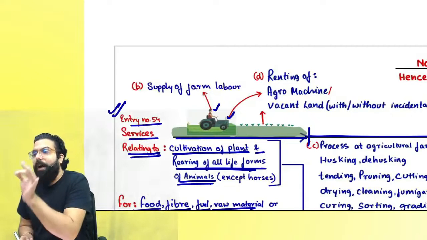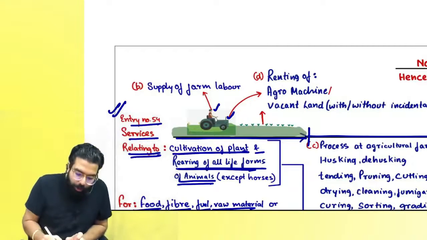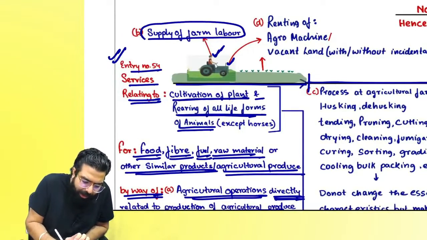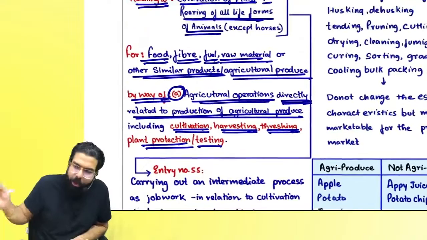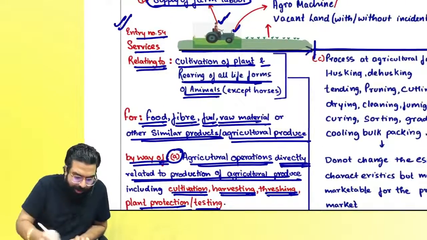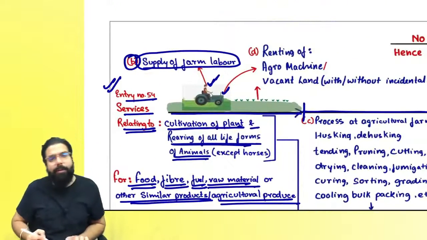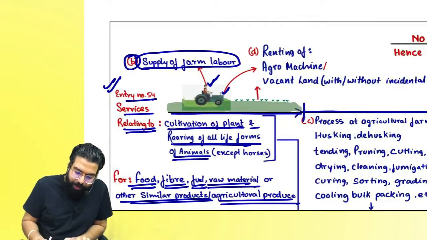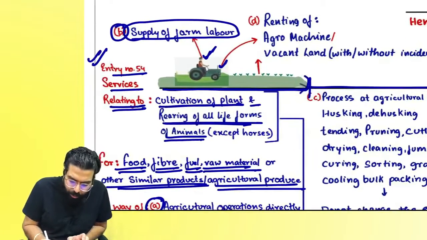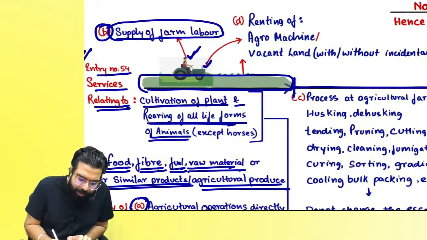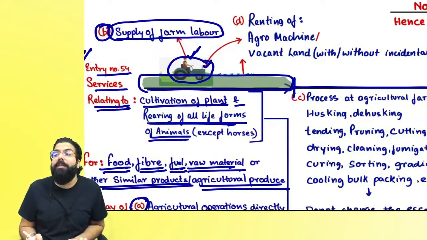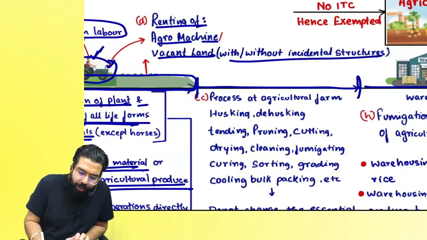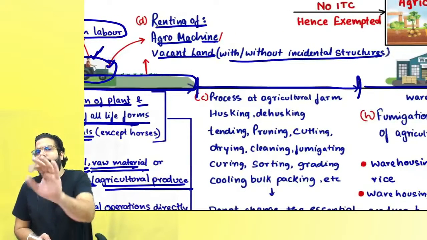because he is helping me in cultivation. Now, to do cultivation, you will need laborers. So if you take laborers, number one, agricultural operation related services, no GST. Secondly, if you hire laborers, then also the labor contractor will not charge you any GST. Sir, to do the agriculture, I took the land. So if anybody is giving you land or giving you an agricultural machine, renting of agro machine or vacant land with or without incidental structure, also there will be no GST.